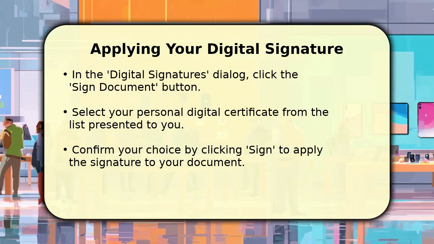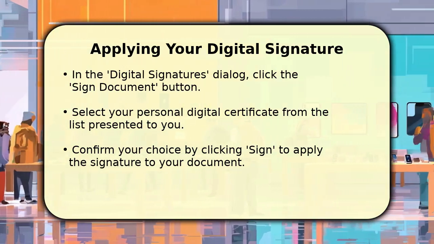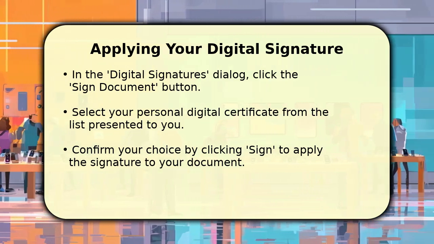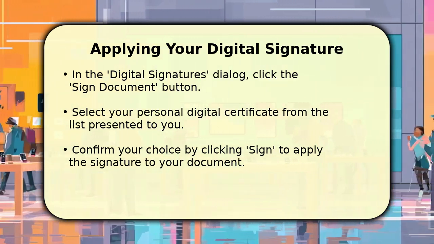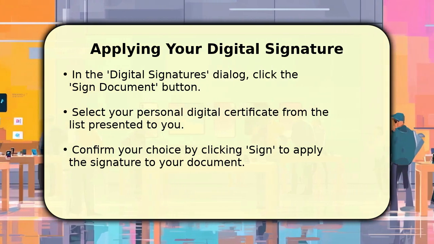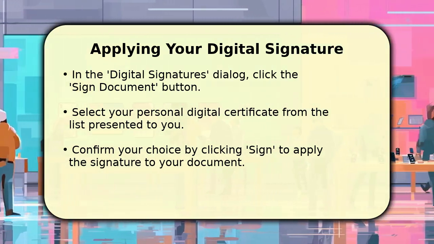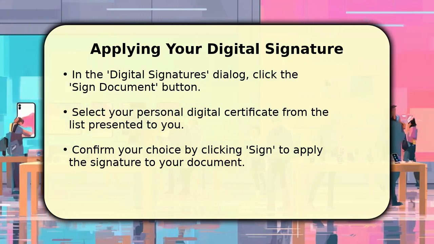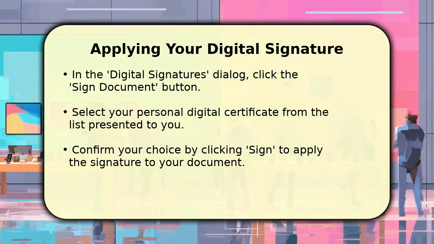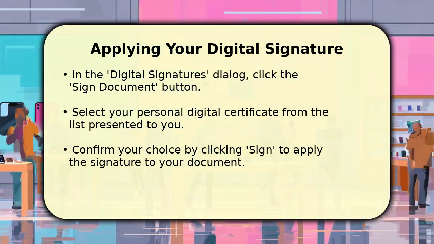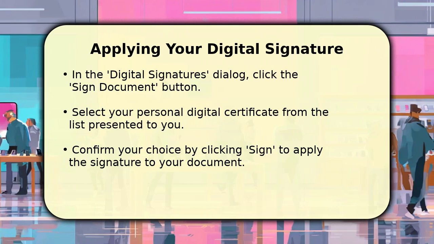Inside the Digital Signatures dialog, you will see a button labeled Sign Document. Click this button to proceed. A new window will appear, displaying all available digital certificates on your system. Carefully select your personal certificate from this list. After confirming your choice, click Sign, and your document will be digitally marked. You will notice a small icon on the status bar indicating a successful signature application.